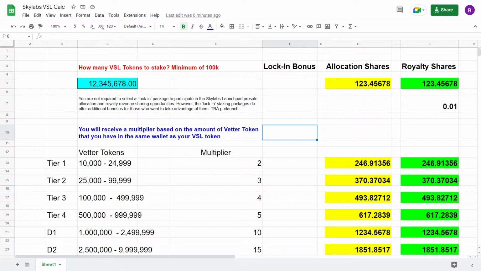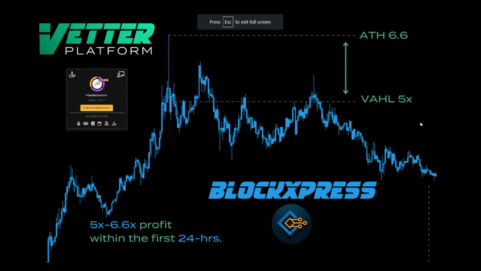All right, so as you can see with the way the staking and royalties work, the VEDR ecosystem is all about innovation, doing things differently, raising the bar and creating new standards in the space. One of the ways we've been doing that is through something we call VAHL, VEDR Audited Highest Low. Go ahead and write this down: VAHL stands for VEDR Audited Highest Low.